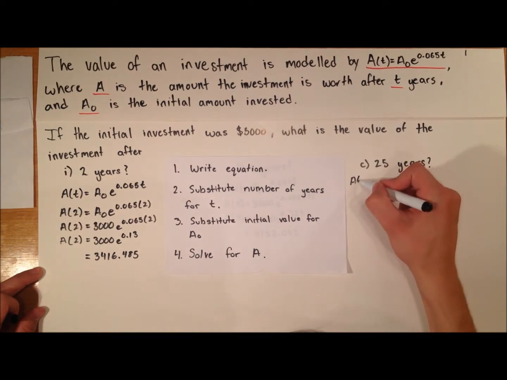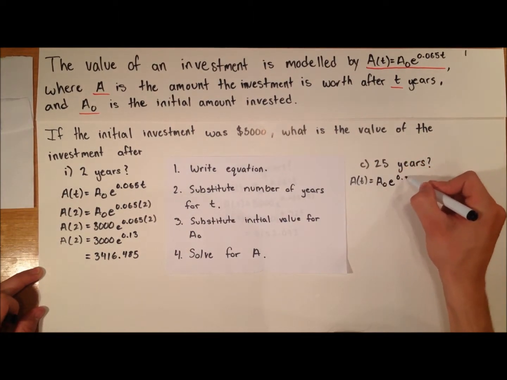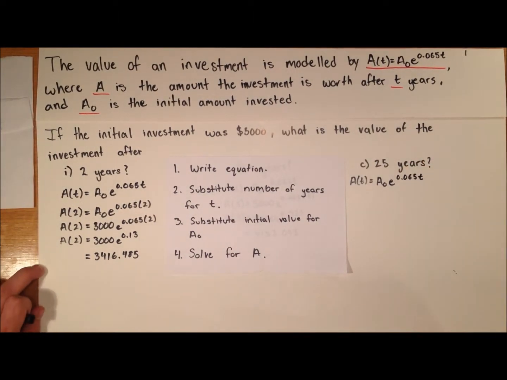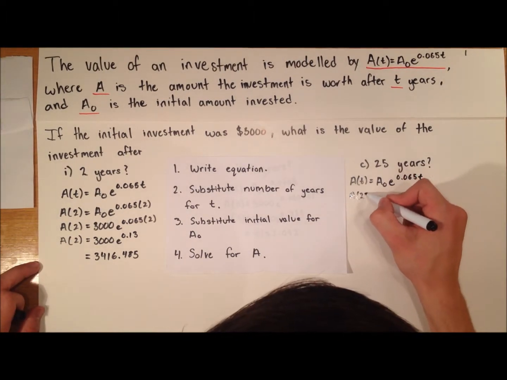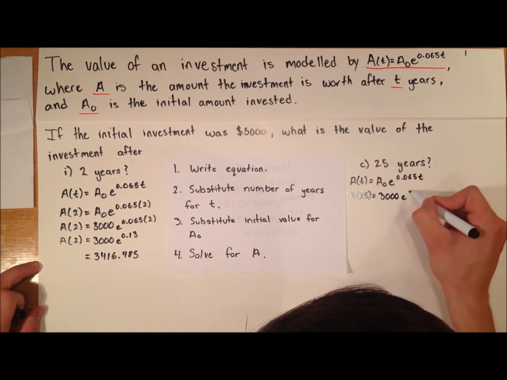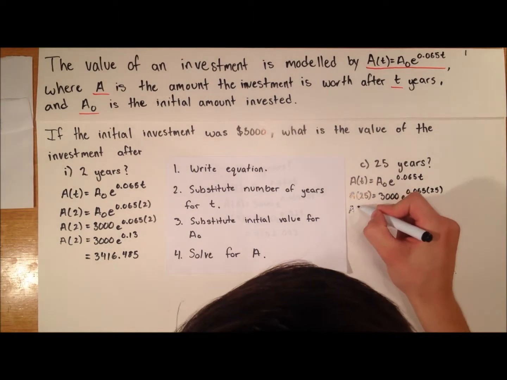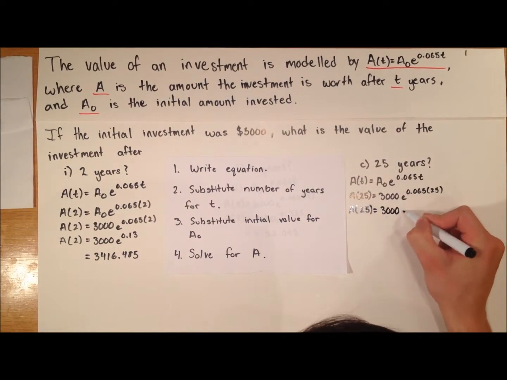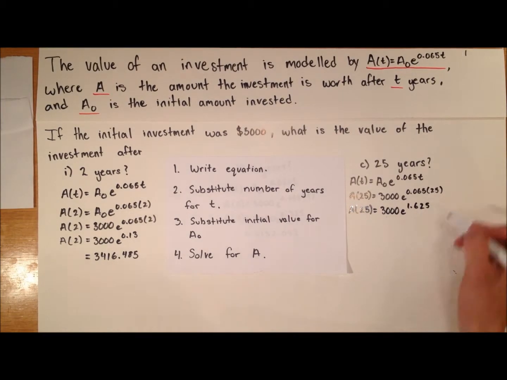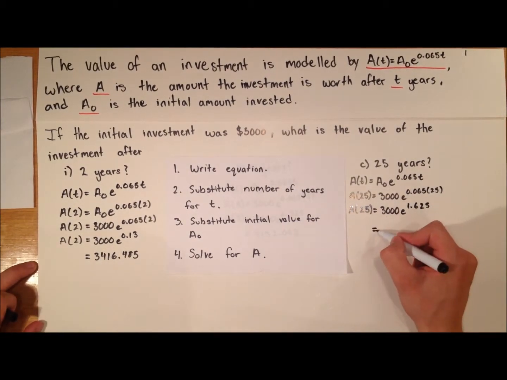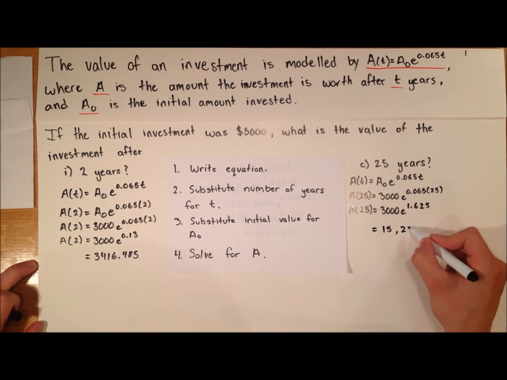For 25 years, once again we will follow the same instructions. We'll write down the equation for a basic guideline, and then substitute 25 for t and 3,000 for A naught, the initial value. After simplifying our exponent and substituting the numbers into our calculator, we get an answer of 15,235.257.